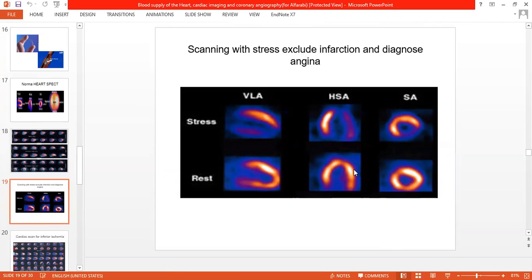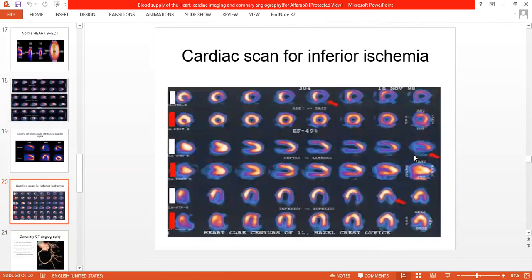Again, these are the different levels, and you can easily find the angina and why there is a decreased blood supply and other things. Cardiac scan for the inferior ischemia. So all this can be diagnosed. If you are trained to do so, then you can easily identify the ischemia, but not for everybody.